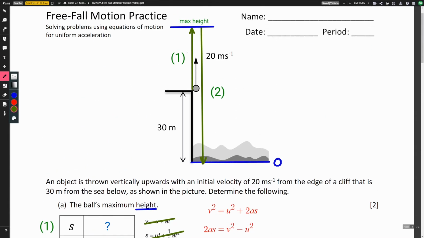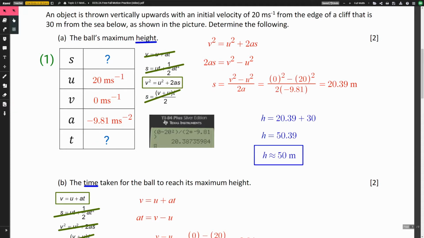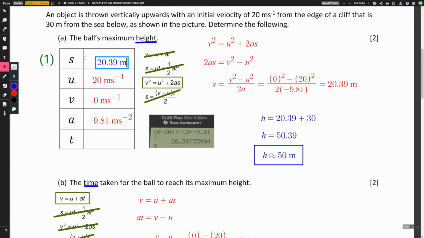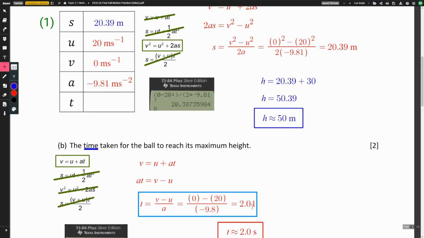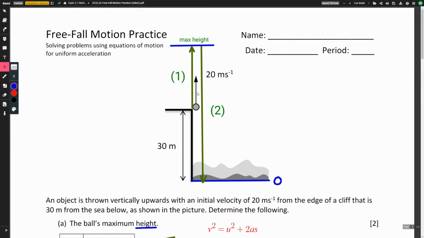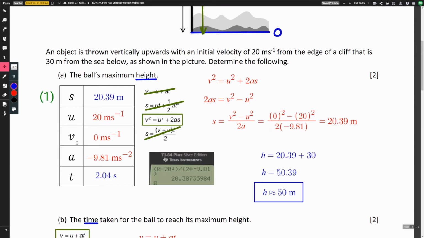So now we fully understand this first displacement. And just to emphasize that, what I'm going to do now is go back here and replace these question marks with the actual values that we just calculated. So the displacement was 20.39 meters, and the time that it took was 2.0 seconds. Let's put the 2.04 just to carry that extra precision. And so now we know everything there is to know about this first interval of the motion. We know all the values of all the Suvat quantities.